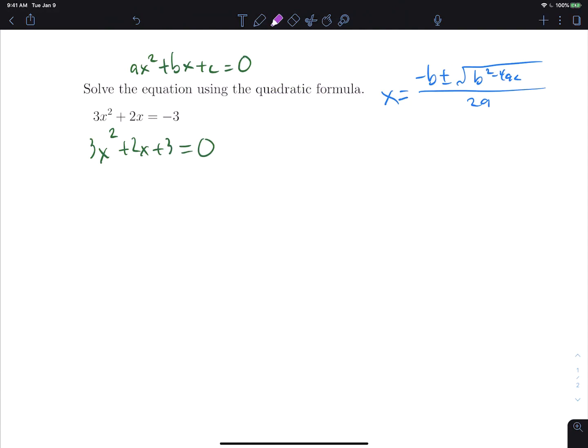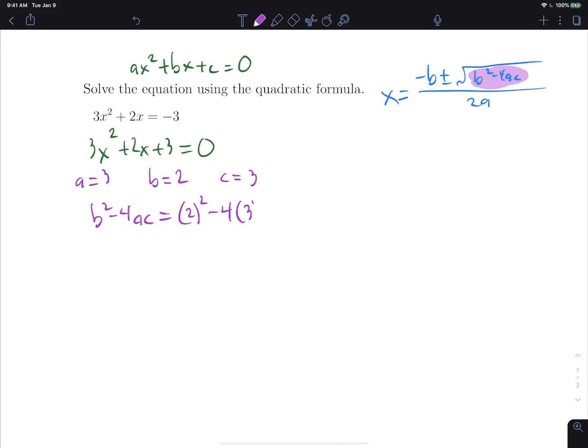The next thing we want to do is find the discriminant, the b squared minus 4ac. To do that, we need to know what a, b, and c are for this particular equation. A is 3, B is 2, and C is 3. Then we find the discriminant, b squared minus 4ac. So B is 2, so 2 squared, minus 4 times A, which is 3, times C, which is 3.